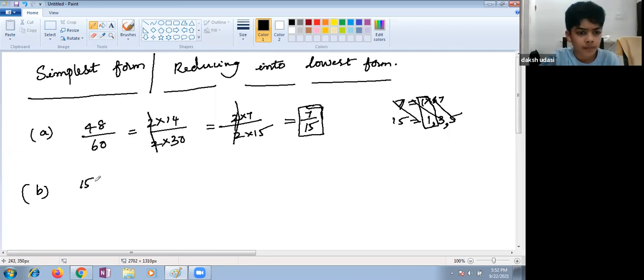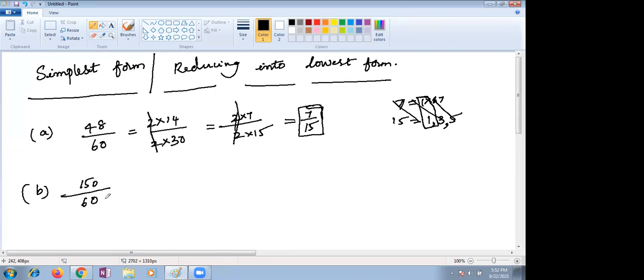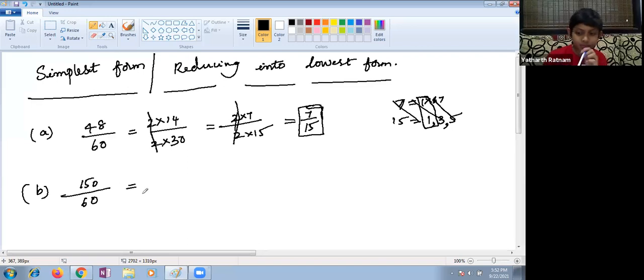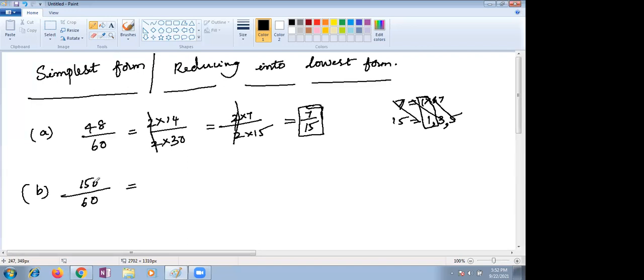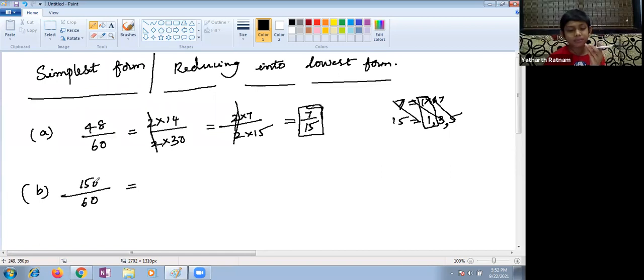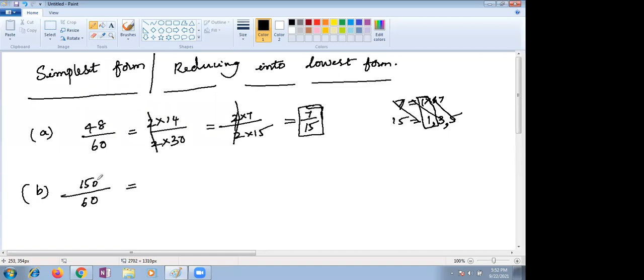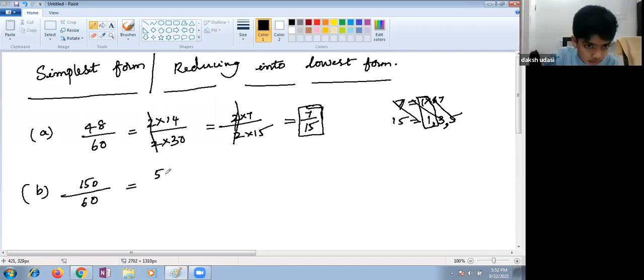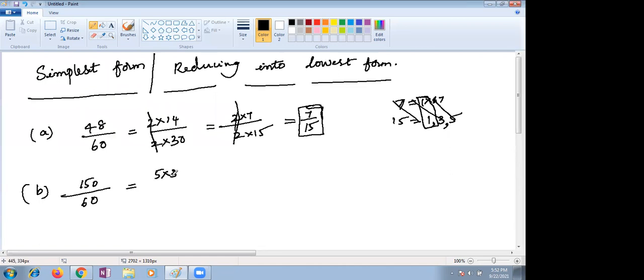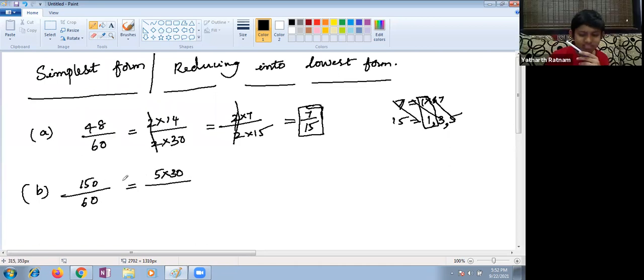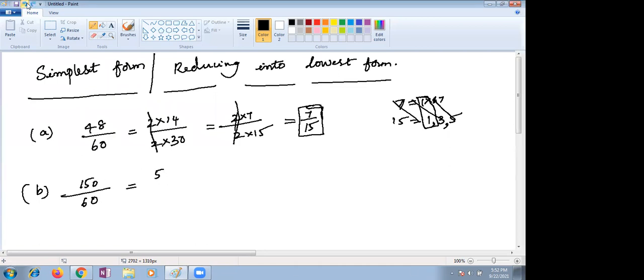Next, here 150 divided by 60, children. By seeing the numerator and denominator, who is eliminated? 5? No, 10. Of course, it is the 5 table. 5 or 10, okay. But 10 is not a prime number. Or else, one more simple technique, children. If the end digits are zeros, you need to eliminate those first. Only when 0 happens, you need to eliminate it, children.